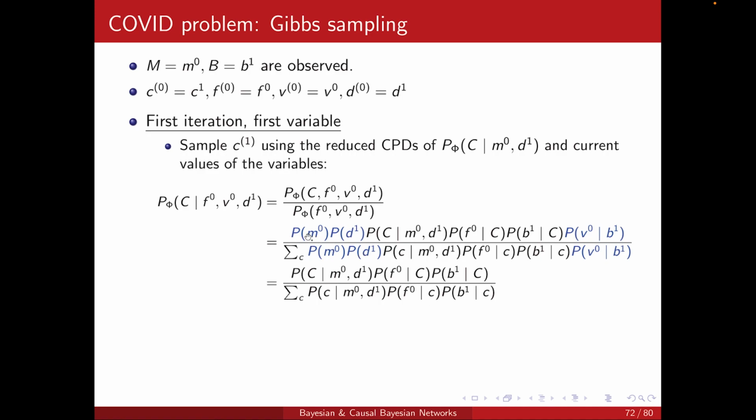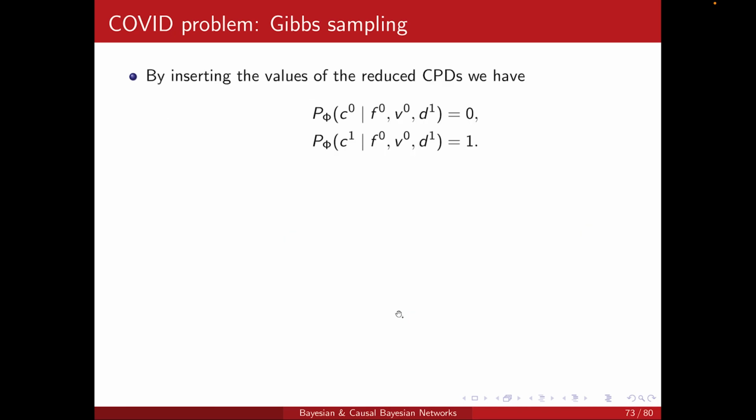So for example, PM0, these two cancel out, right? PD1, same here, and also this one. So it will be reduced to this. And then by inserting the values of the reduced CPDs, if I replace them, I will get that the conditional CPD for, or this probability for C is as follows. It's just impossible to get the value C0, and you will always get C1.